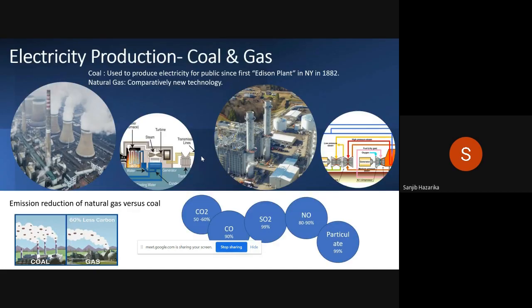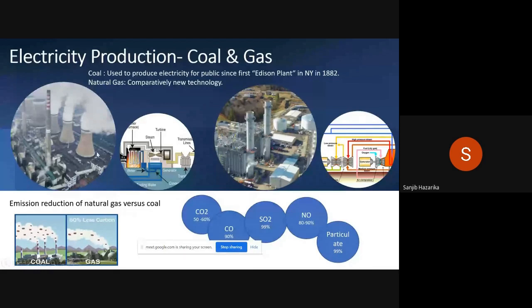This is a slide that basically gives some comparison between coal and gas. Coal power plants have existed for more than 100 years. It's like the Edison plant that was established in New York in 1882, so it's almost 140 years that coal-based power plants have been generating power. And here on the left side, it's showing a picture of a coal plant.